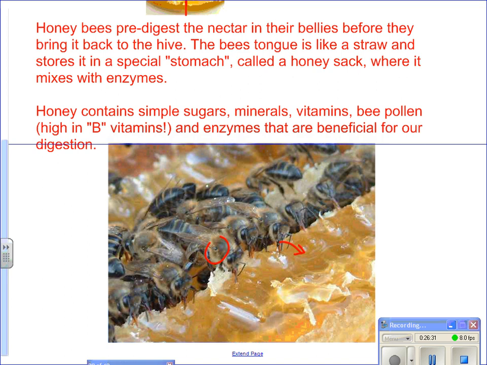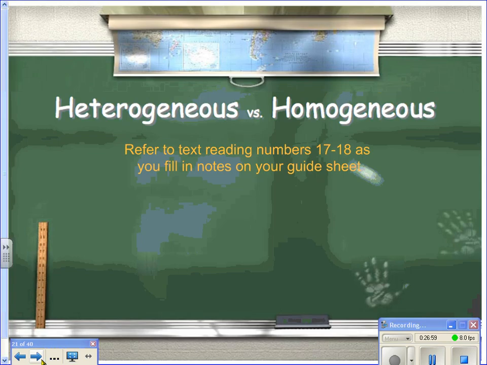Once it's full, they then cap it with wax, which you can see this guy is going to get ready to do here. Yum! So all of that stuff, simple sugars, minerals, vitamins, bee pollen, and enzymes are all in pure honey or raw honey. Yay. Think about that next time you have some honey. Bee puke, Mom. Yum.